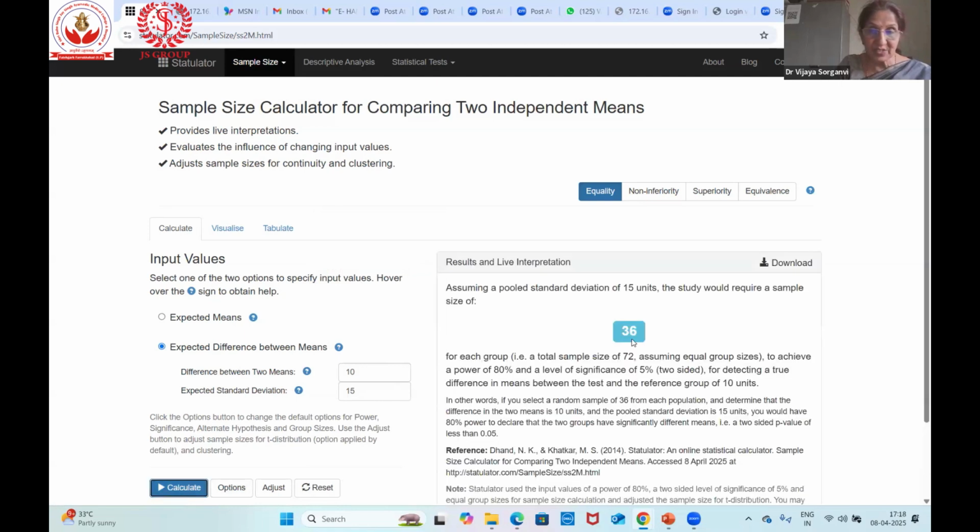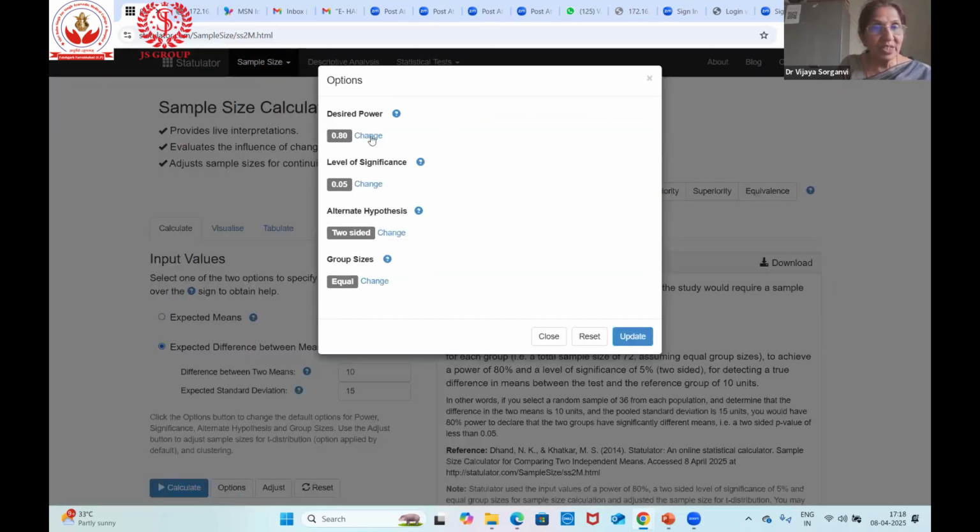Calculated sample size is 36 per group. Total is 70. So then again, options are there to increase the sample size by changing the power or level of significance. Okay, so to decrease the type 2 error, we increase power only. First preference we give to power.